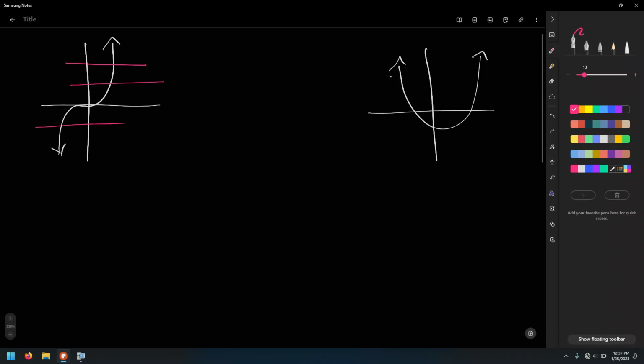What about the second graph? Oh, look at this. It's crossing more than once. So it's not going to be a one-to-one function. All right, so let's denote that. One-to-one, and not one-to-one.